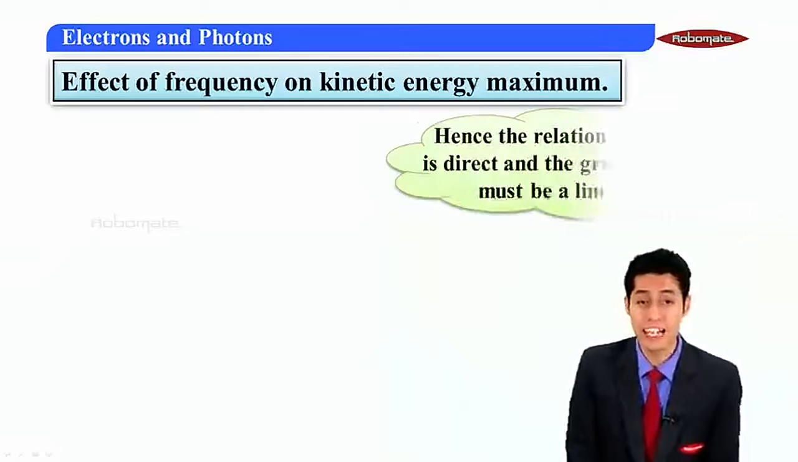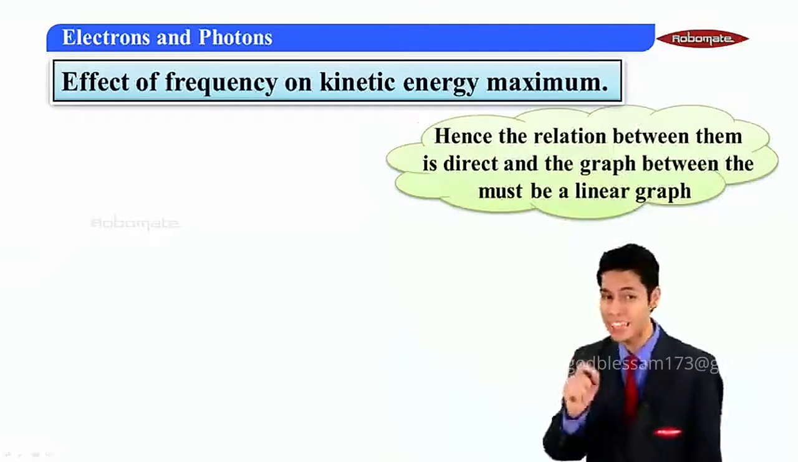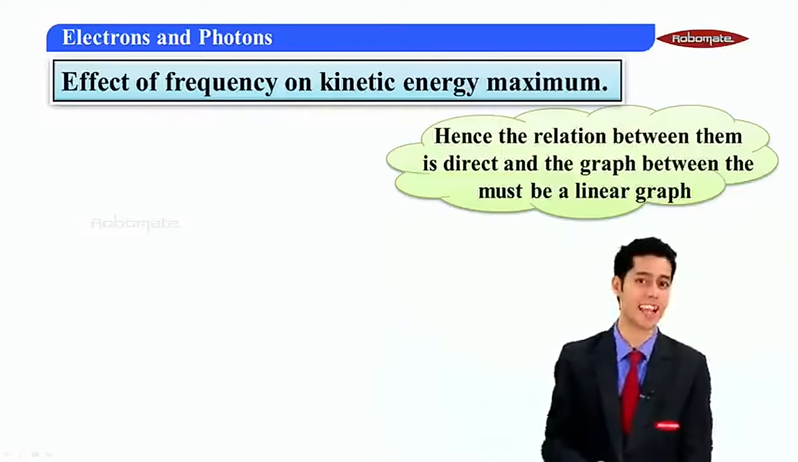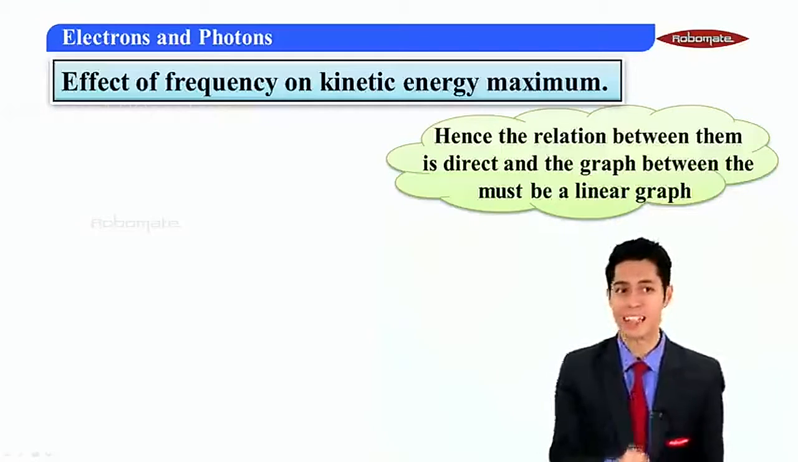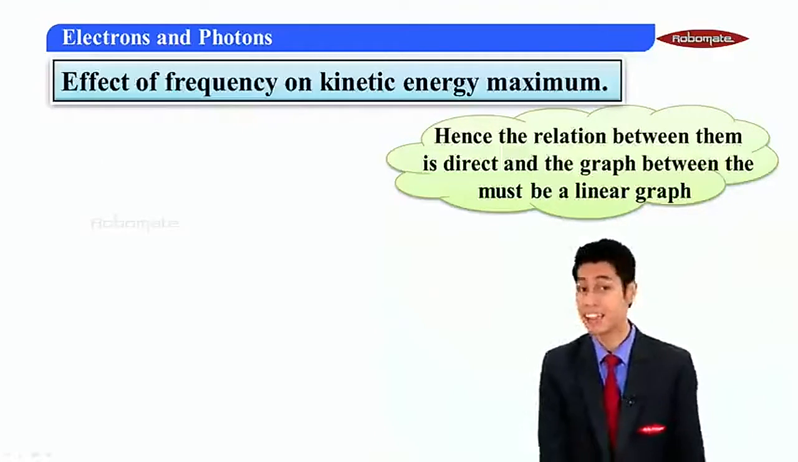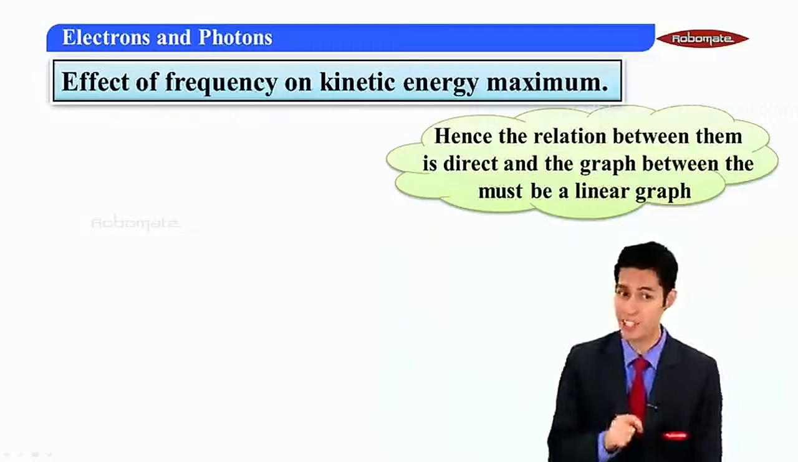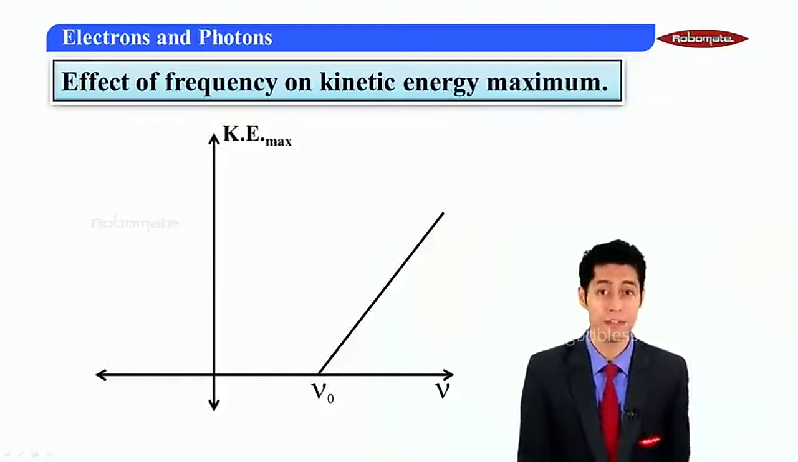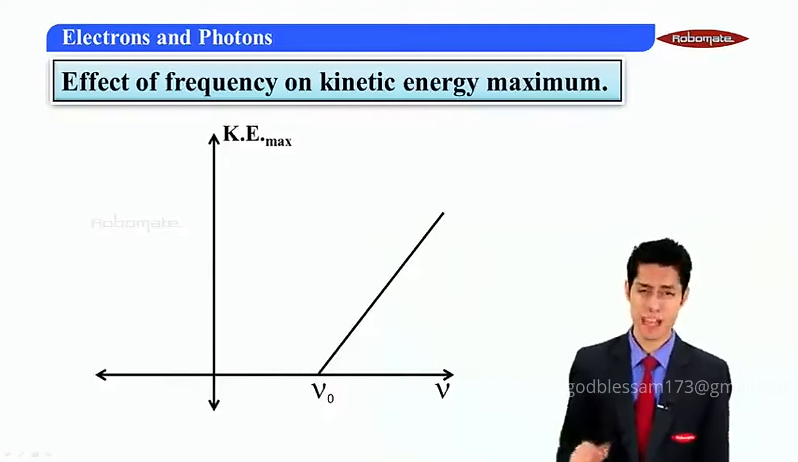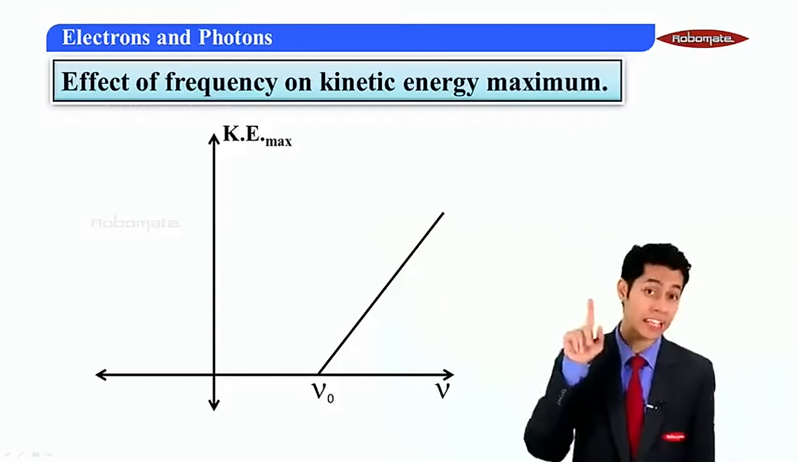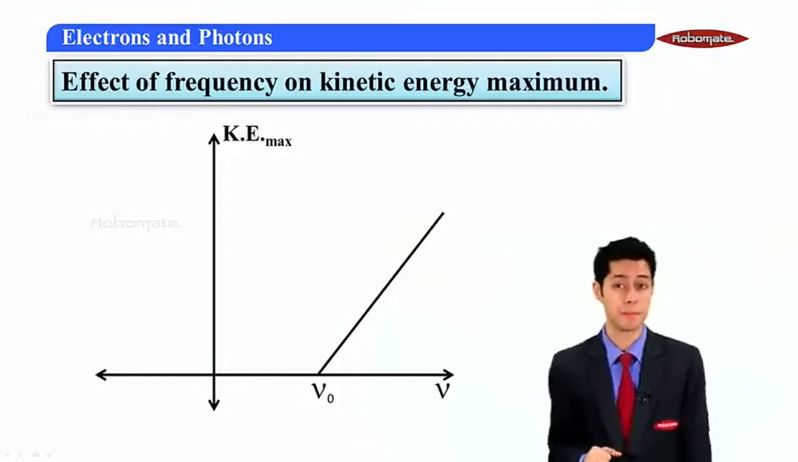And if frequency and kinetic energy are both increasing, then I know that they have a direct relation between them. So I can say that the relation between frequency and kinetic energy is direct, and the graph between them has to be a linear graph. So when I draw the graph between them, I get a graph like this. In this you can see on the x-axis I have frequency and on the y-axis I have kinetic energy maximum.